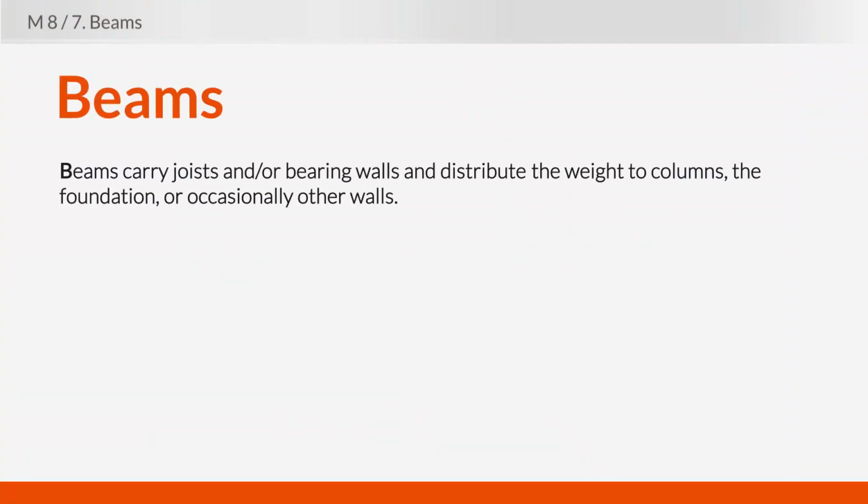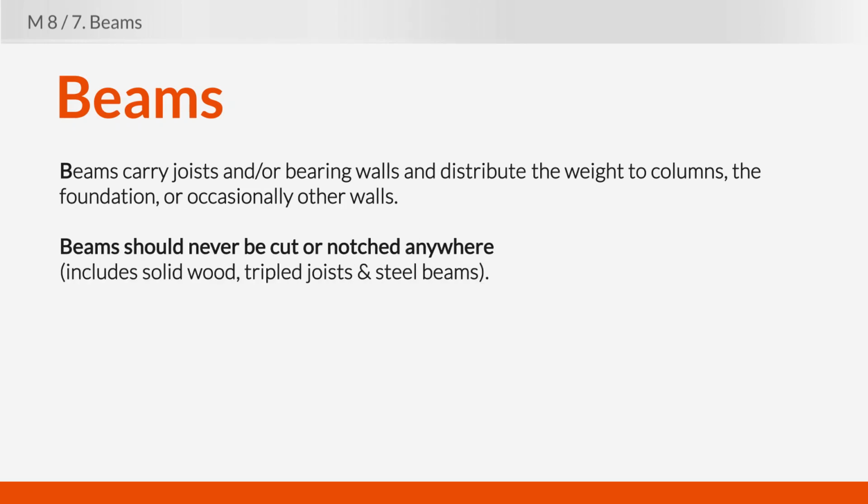When we talk about beams, we're talking about a significant structural member that carries joists and/or bearing walls and distributes the weight to columns, to the foundation, or occasionally to other walls. Beams should never be cut or notched anywhere because they are major structural components. So it doesn't matter if they're solid wood beams, tripled joist made into a beam, or a steel beam. Doesn't matter. They should never be cut or notched.